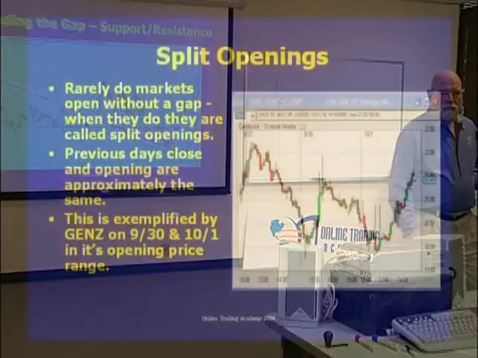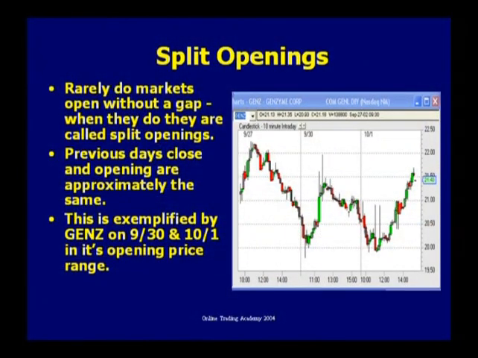All right? The next portion, we've been talking about gaps. What happens when they do not gap? Well, these are called split openings, and there is a proper way to play them. Okay? What does it say up here? Rarely do markets open without a gap. When they do, they're called split openings. The previous day close and opening are approximately the same price. Now, what is approximately? Guys, pretty much 10 cents or less. There may be an actual gap, but for all practical purposes, there's not.